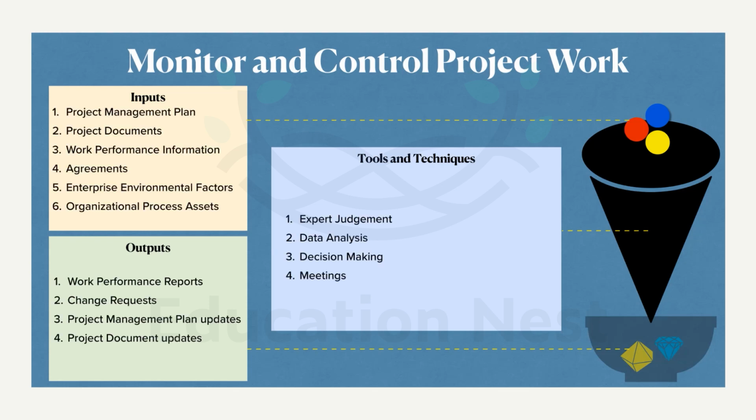We have 4 outputs to be performed. Work performance reports. These things are updated accordingly. Change requests, I think we have covered what change requests actually mean. So they will become the outputs of this process. Project management plan updates, I consider understood. Also the project documents update. The inputs, let's have a look at the inputs.